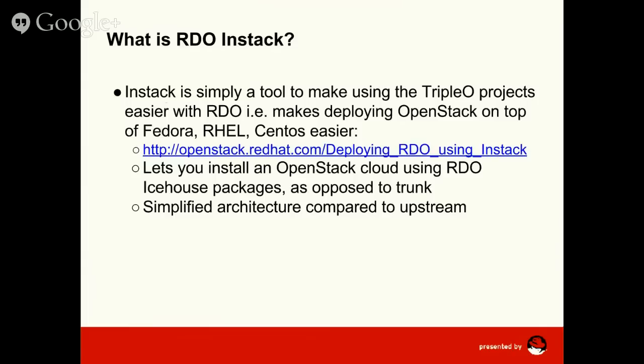versus pulling the very latest bits from all of the different open source projects. So you can install the stable Icehouse branches of the RDO RPMs using this process. And also, it's got a slightly simplified deployment model compared to upstream. So there are a few less steps involved when using Instack versus the full upstream version of TripleO. So I encourage people that are interested in RDO and TripleO to go and check out Instack.